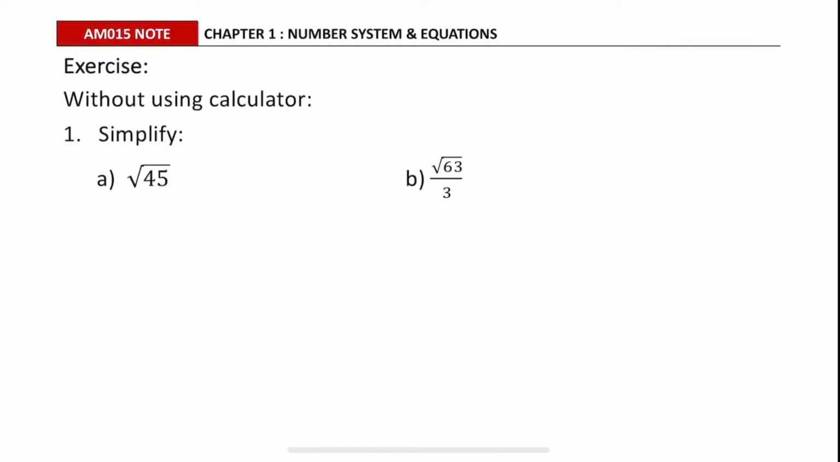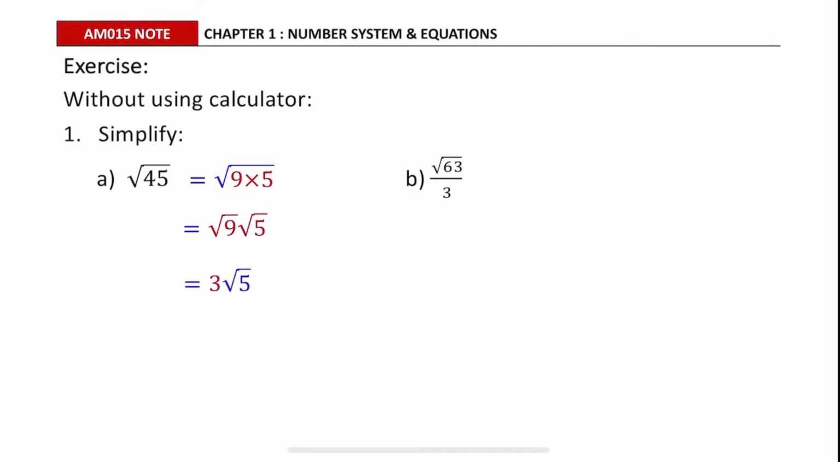For this question, we want to simplify these two surds without using a calculator. Question 1a is the square root of 45. In order to simplify this, you have to write 45 as the multiplication of two numbers, where one of the numbers must be a square number. In this case, we can write 45 as the multiplication of 9 and 5. Then split it into two surds, and by simplifying the square root of 9, we will get the answer 3 square root of 5.